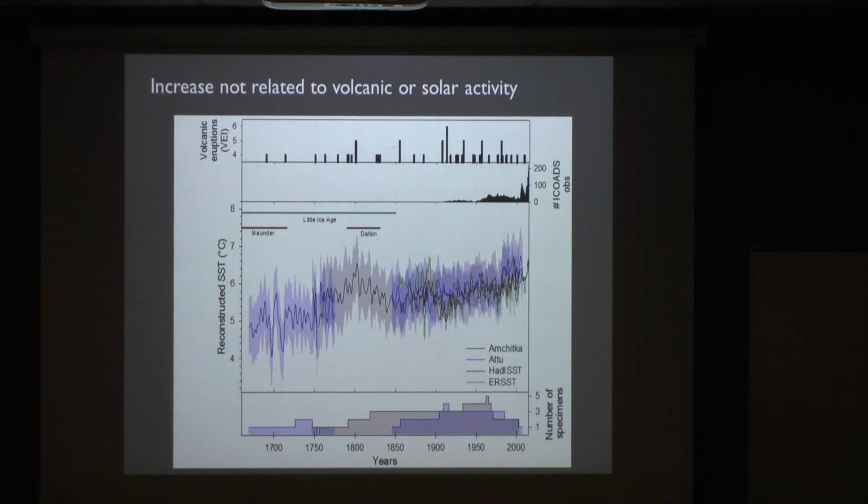With the volcanic activity, it might be that a year or two after a volcanic event, there is a short-term cooling, but it's within the uncertainty of our reconstruction. So we're not able to tease that apart at this point. And if solar activity was driving the record, then we wouldn't have this disagreement between the cooler temperatures here and the warmer temperatures here.